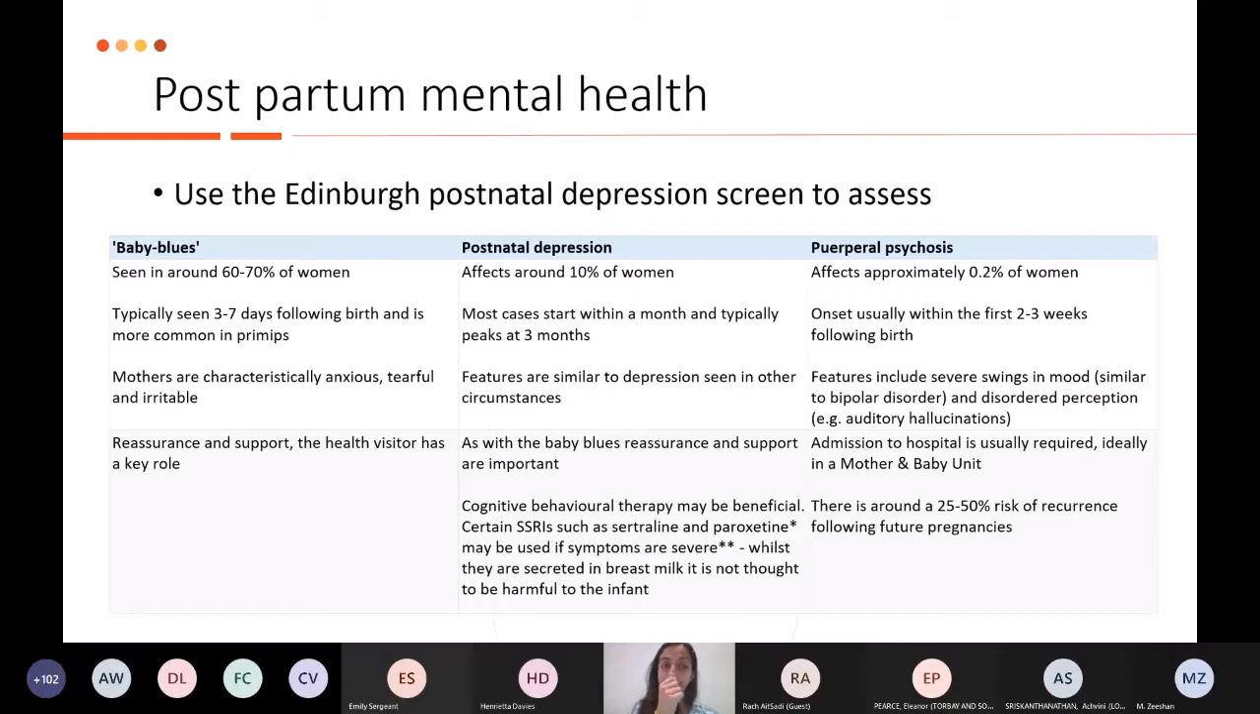Thinking about maternal health, the way that we can assess maternal health is using the Edinburgh postnatal depression screen. So we sort of classify into baby blues, postnatal depression, and psychosis.